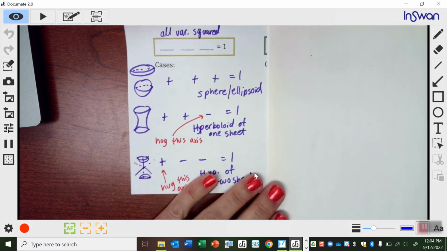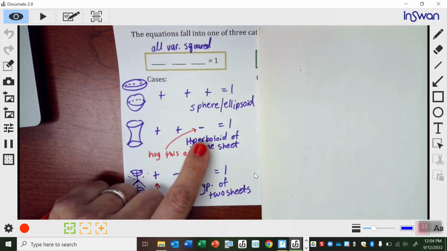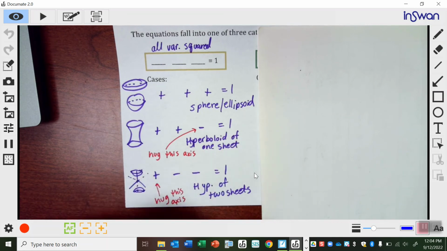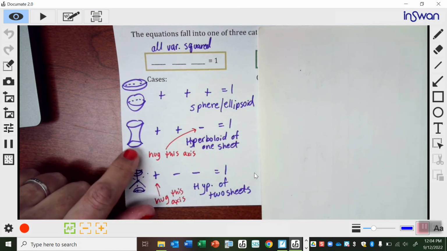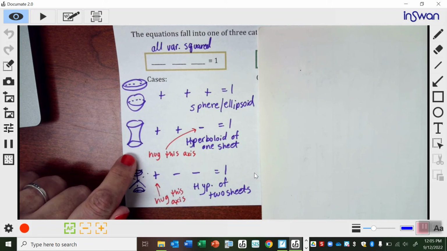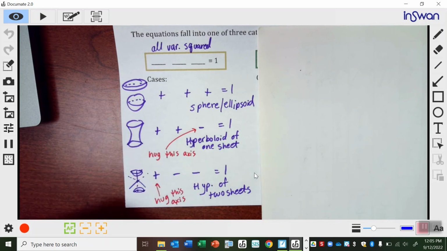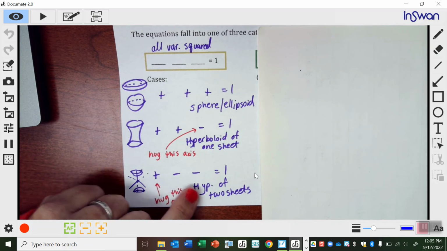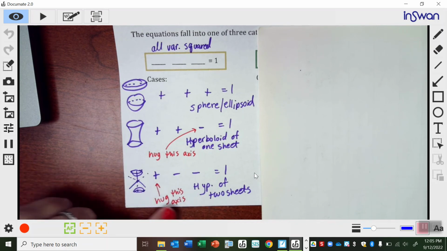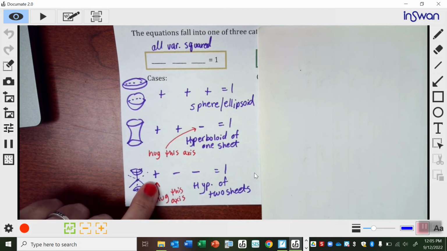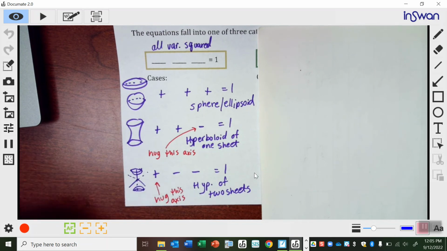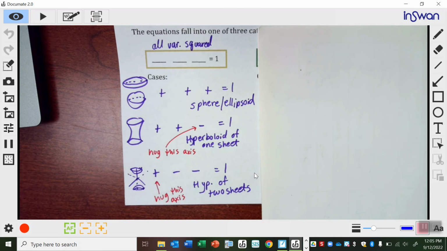Okay. If you have two positives and a negative, equal to 1 over here, then that's where you start having a hyperboloid of one sheet. And it's going to hug the axis, that's the oddball. The oddball, the one that's negative. He's not like everybody else. And then when you have two negatives and a positive, that's where you get a hyperboloid of two sheets. And it hugs the oddball. So it's going to be along the axis, that's the oddball. So that's where the cups are going to appear. So like this first one must be Z because it's on the Z axis.